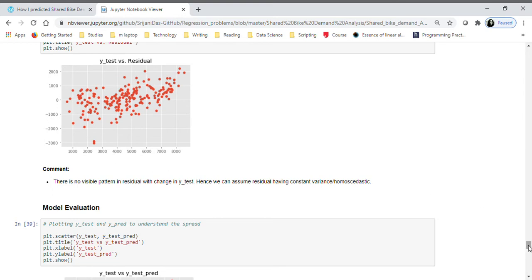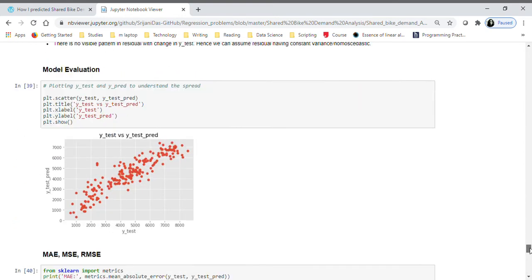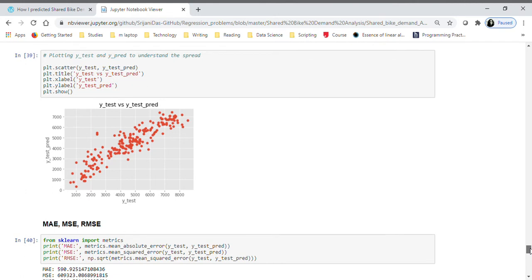Next, we did model evaluation with the help of a simple scatter plot between y test and y predicted. This is showing sort of a linear relationship, which means that it has predicted in a similar way. It has a linear relationship, which is a good thing.